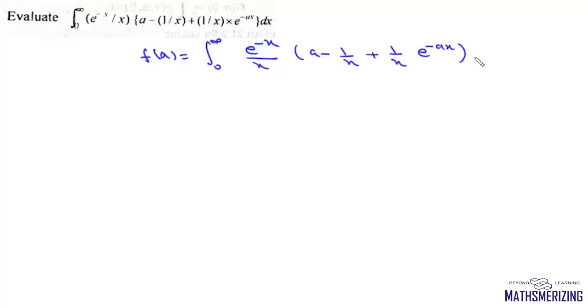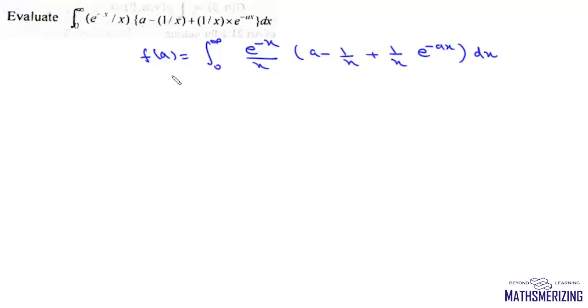Now here the question is, we'll need to solve this integral in which parameter is a. So we'll write f(a) equals this integral from 0 to infinity, e to the power minus x upon x, and then (a minus 1 upon x plus 1 upon x) into e to the power minus ax, into dx.